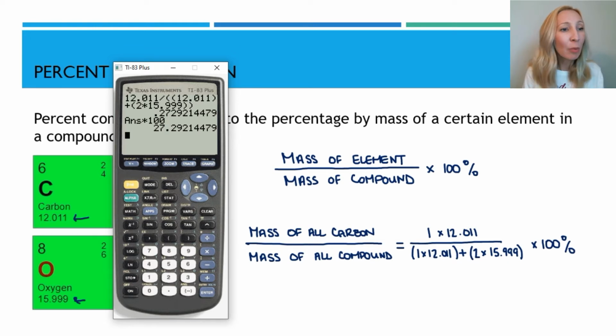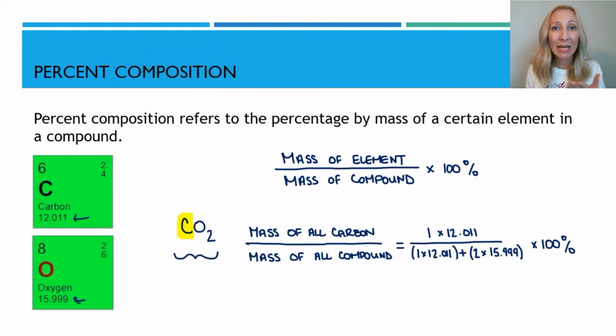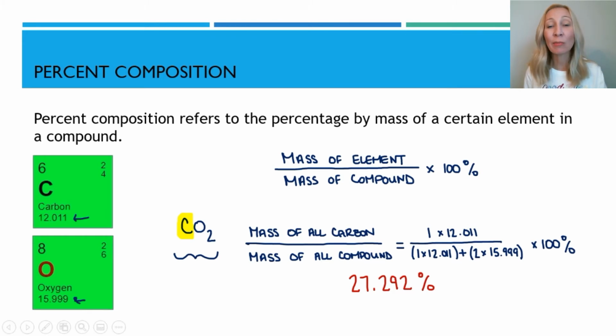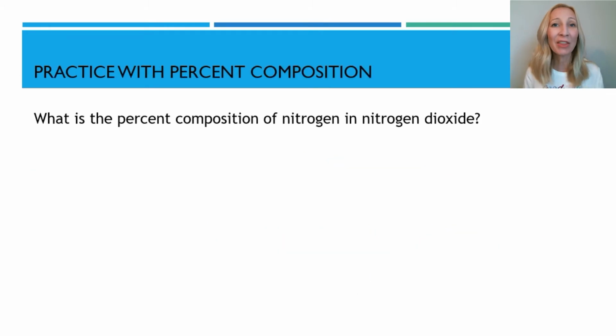And I get 27.292111479. Your calculator is going to give you a lot of numbers, and we need to know how to round. So my weights that I put into this equation have 5 significant digits. So that means that my answer should have 5 significant digits, 27.292%.